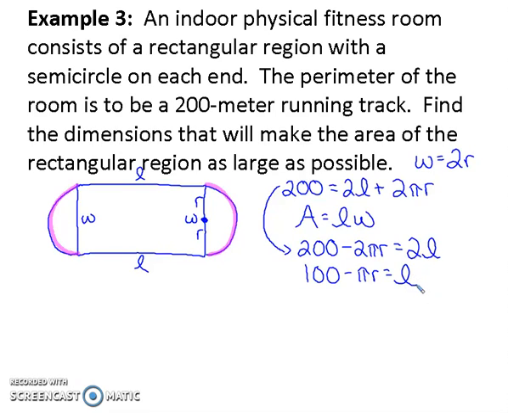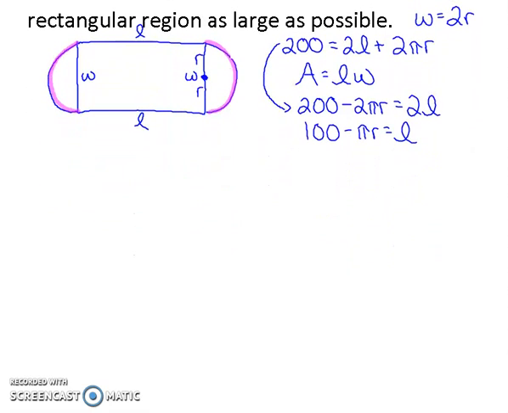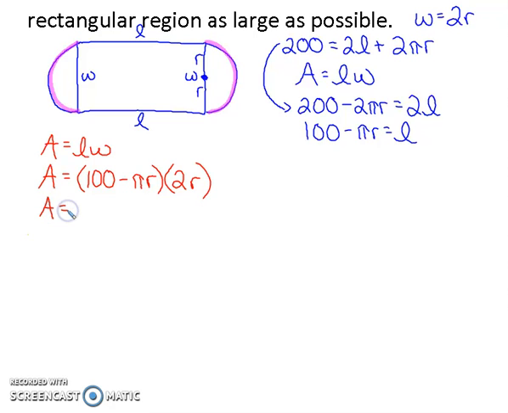Now I'm going to switch colors so you can see everything I'm doing with the area here. My area equation is length times width, and that's what I'm trying to maximize. Well, the length is 100 minus pi r. The width is 2r. So that makes my area formula 200r minus 2 pi r squared if I distribute the 2r through there. Since that's what I'm trying to maximize, and since it's now in terms of just one variable, I'm going to take the derivative of that.